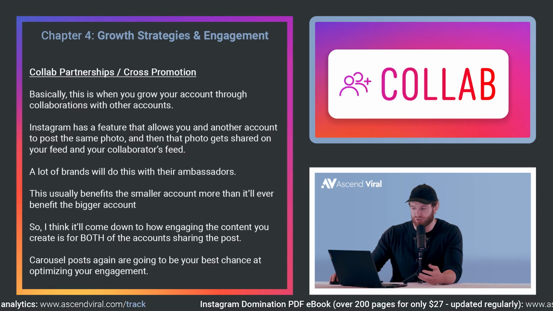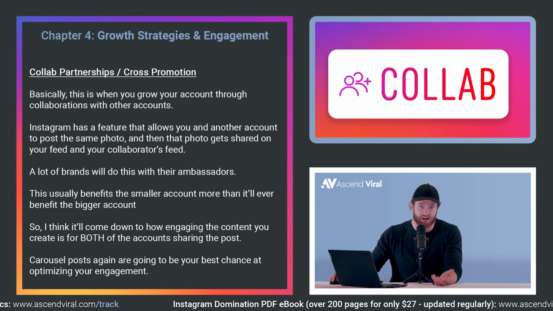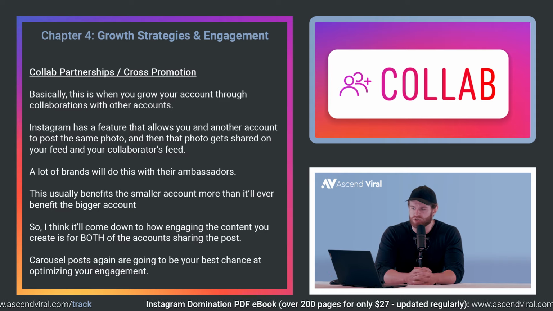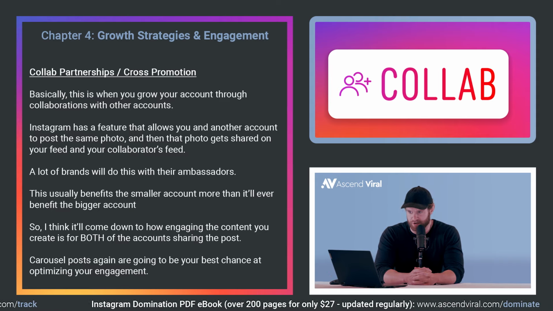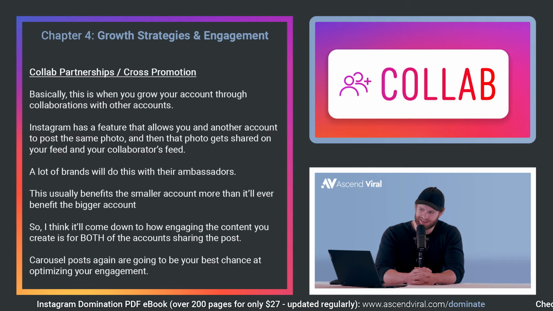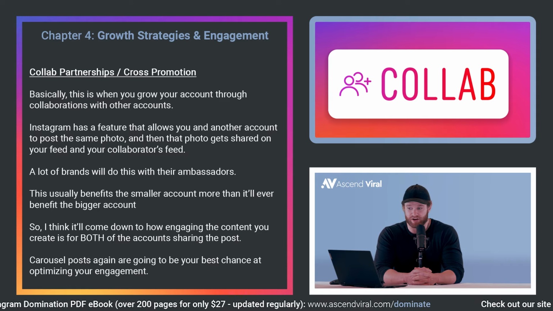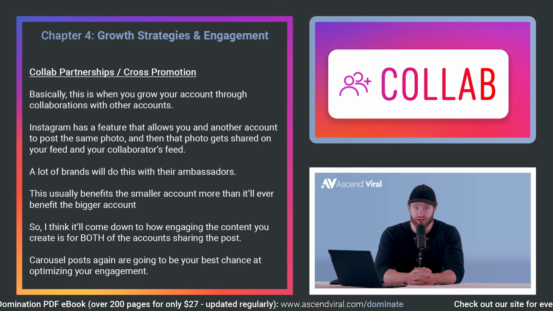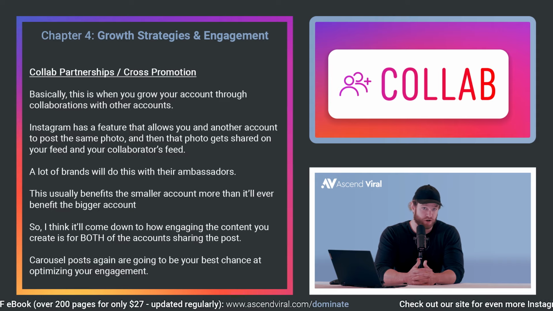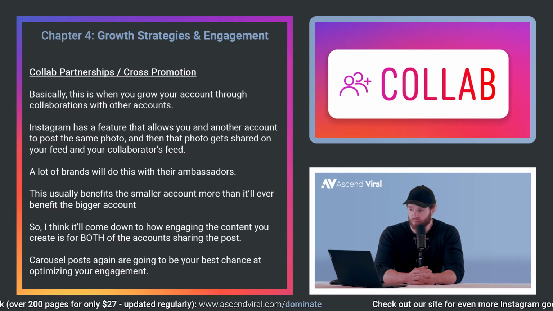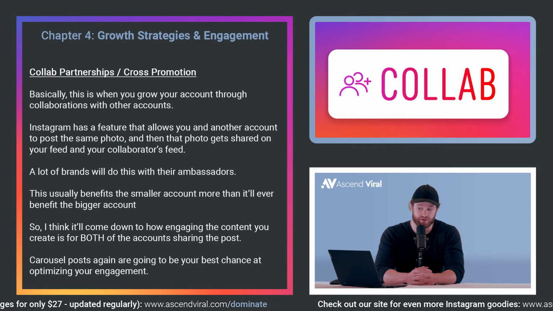Again, it's really new. It's not super clear how the algorithm reacts to this kind of content in the long run. So I think it'll come down to how engaging the content you create is for both of the accounts sharing the posts. If one account's feed performs better than the other account, then I think it'll end up affecting both. Carousel posts, again, are going to be your best chance at optimizing your engagement here, as you'd likely get double the exposure, or technically quadruple the exposure, on your home feed if they don't engage with it the first time they saw it, and also on their home feed.